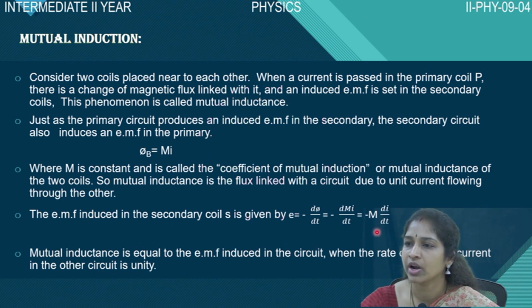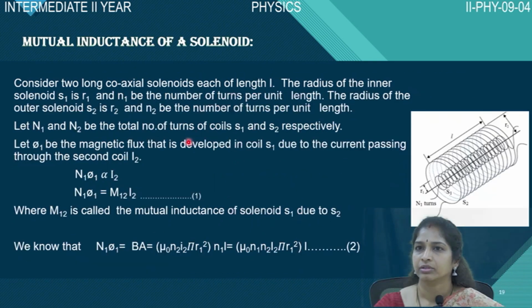So that is called the coefficient of mutual induction, or we can also call it mutual inductance. Now the next topic is mutual inductance of a solenoid. Just like how we have discussed the self-inductance of a solenoid, we are going to discuss mutual inductance of a solenoid. Mutual inductance is what?